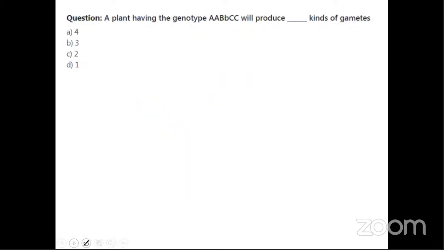Good. Next question. A plant having this genotype is going to produce how many types of gametes?